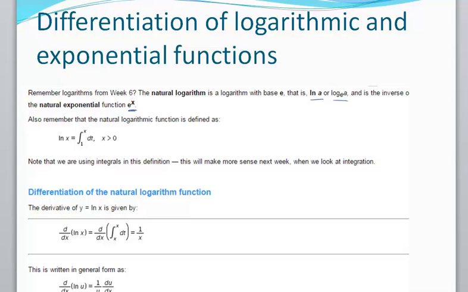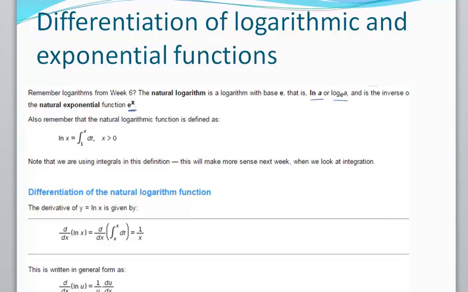So remember that our natural logarithmic function is defined as the integral between x and 1 of dt, for x greater than 0. So we're using integrals. This will make more sense next week when we actually look at integration. So here, differentiation of the natural logarithm function: the derivative is given by d on dx of the integral of dt, which gives 1 on x.